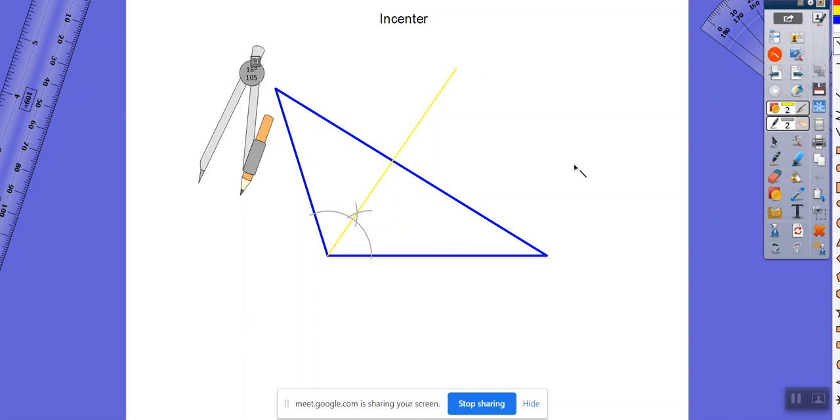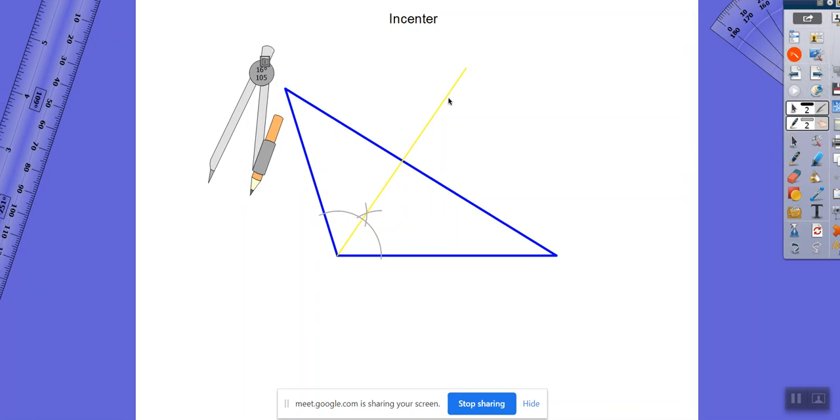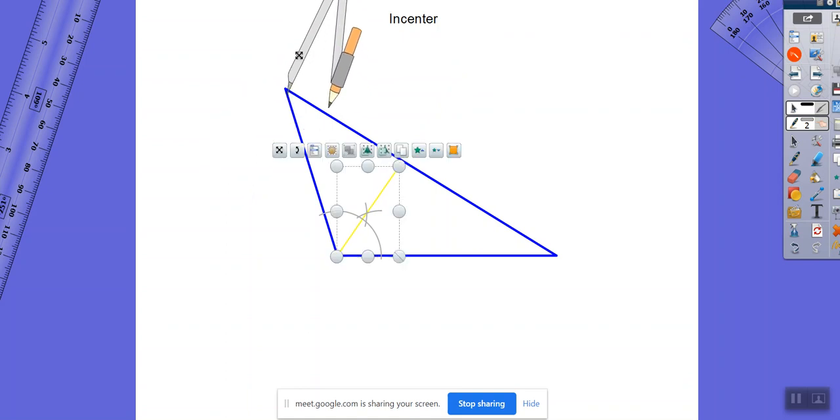Now, the incenter is never going to be outside the triangle, so I was a little ridiculous in my extending it, but that's okay. So I can keep it a little bit shorter. And then I will follow the same steps over again for my other two angles.